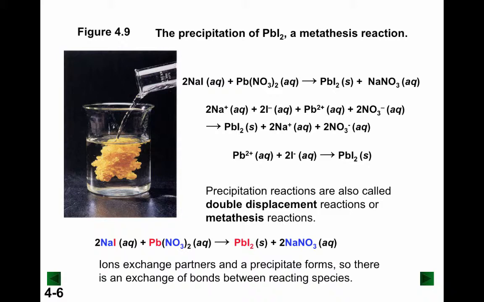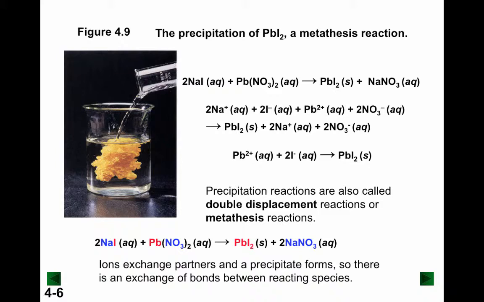Step 2 tells us to consider the possible cation-anion combinations. One possible combination is to put the sodium back with the iodide and the lead 2 ion back with the nitrate, but this would just give us back our reactants. The other combination is to combine the sodium with the nitrate and the lead 2 with the iodide. This is how we can tell that the first chemical reaction was not balanced.